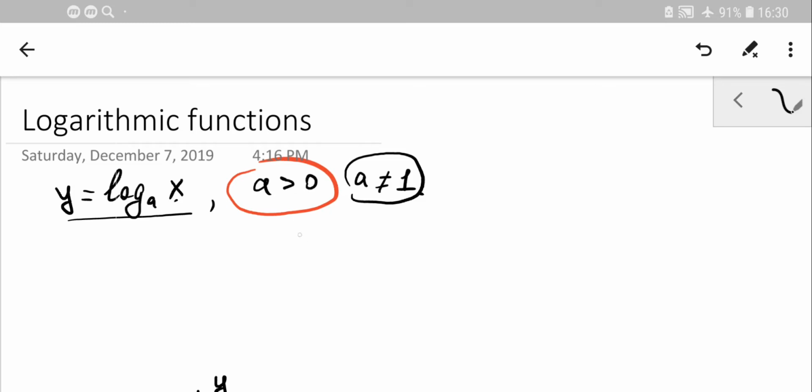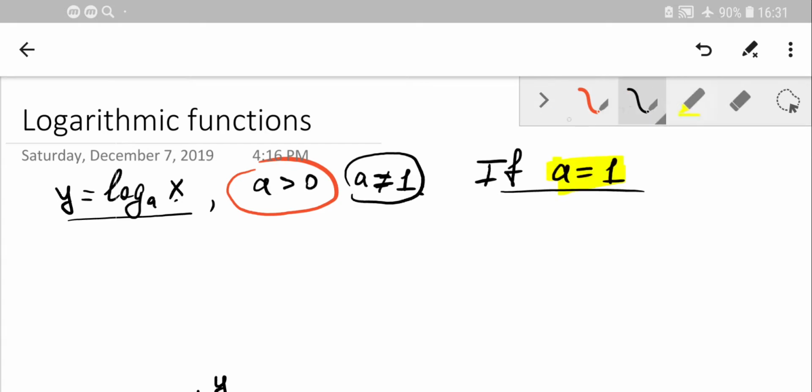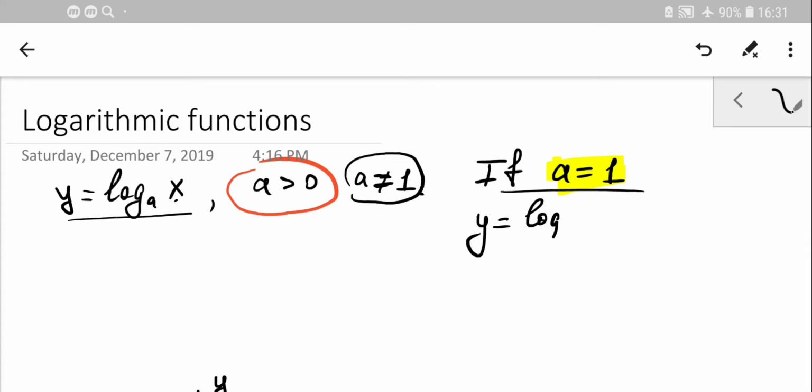with the base a of the number x, where a is more than 0, that's by definition, and a is not equal to 1. So I'll show you guys why a is not equal to 1. Let's pretend, what will happen if a is 1? We get y equals log with the base 1 of x. In this case, by definition, restating this logarithmic equation into exponential form, we get 1 to the power of y equals x.